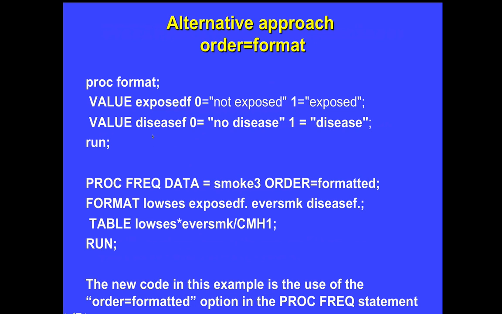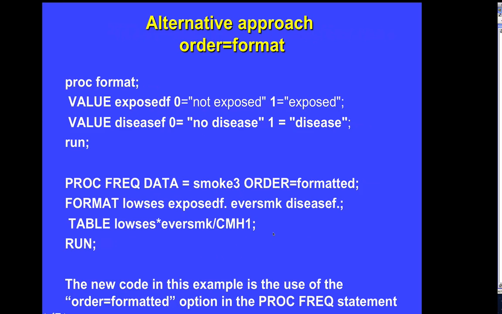I used a similar approach to create a format that I can apply to disease status. And then in the proc-freq, I specified order equal formatted, and then I applied these formats to my exposure and my outcome or my disease. In this situation, the outcome was being an ever smoker, yes or no. And then, no different than other proc-freqs, I specify the cross-tabulation I want in the table statement, and I'm requesting the CMH1 option here.